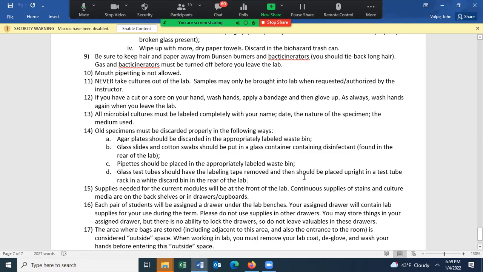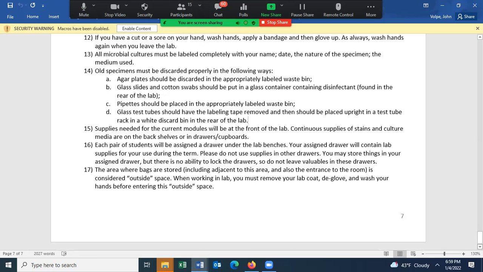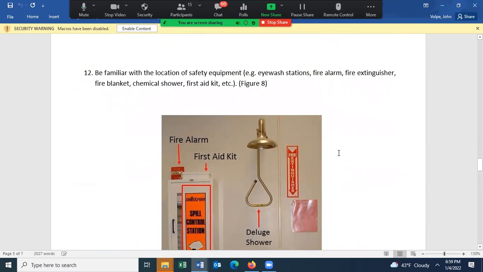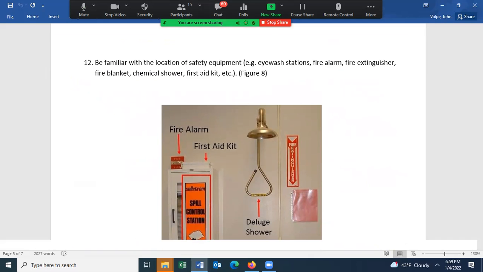Any question about any of that? All right, I think that's it for lab 00. So start working on worksheet 00.